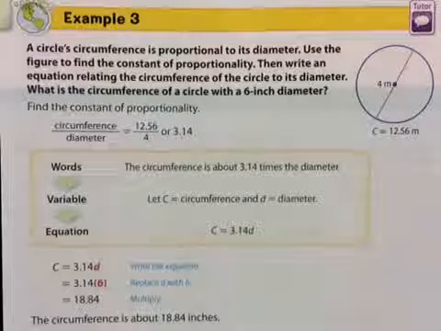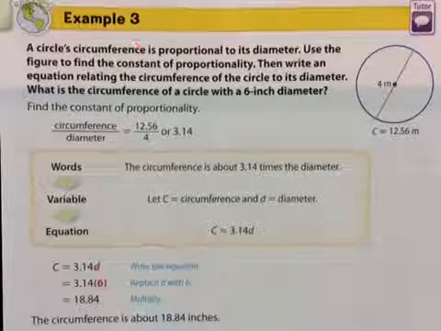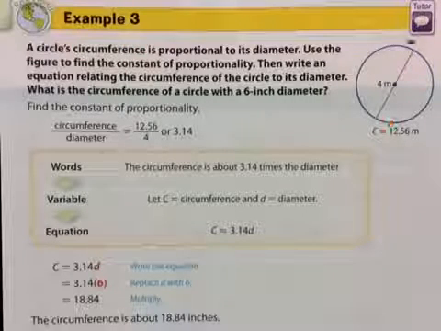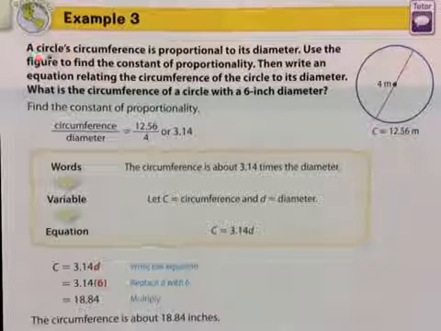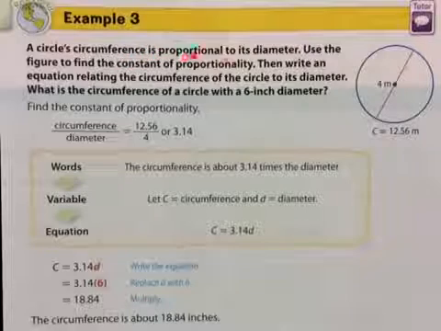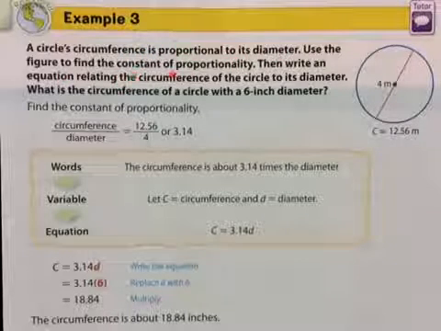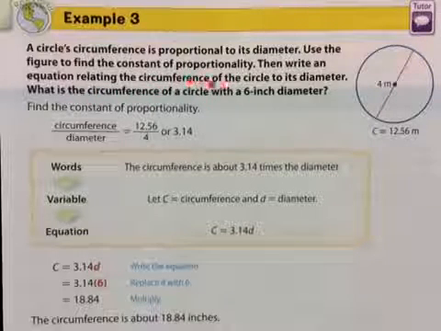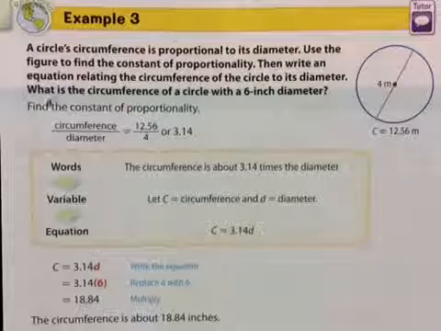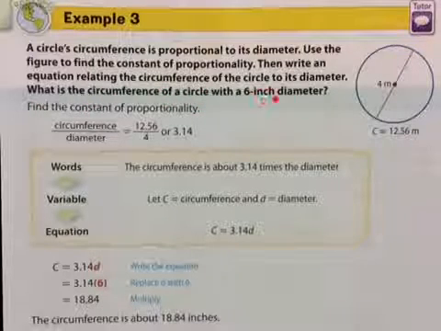Okay, for example 3, we're going to do a little geometry. A circle's circumference is the distance around the outside. I always think of the word circle and circumference, and that helps you remember. A circle's circumference is proportional to its diameter. Use the figure to find the constant of proportionality. Then write an equation related to the circumference of the circle to its diameter. What is the circumference of a circle with a 6-inch diameter?